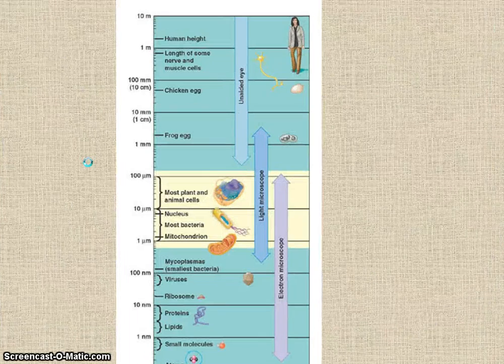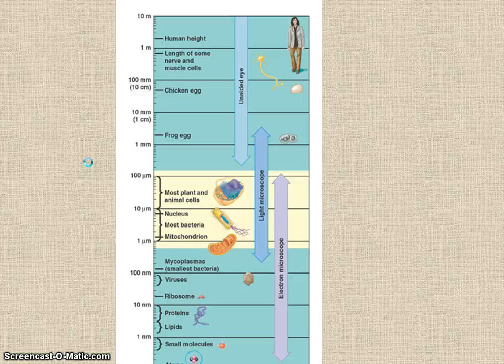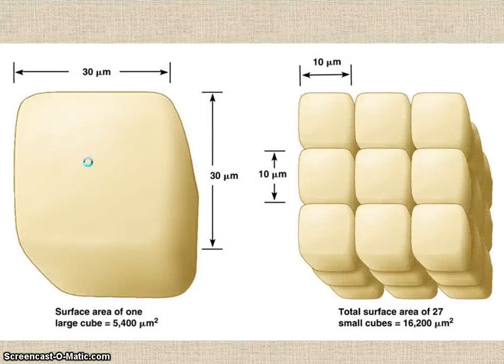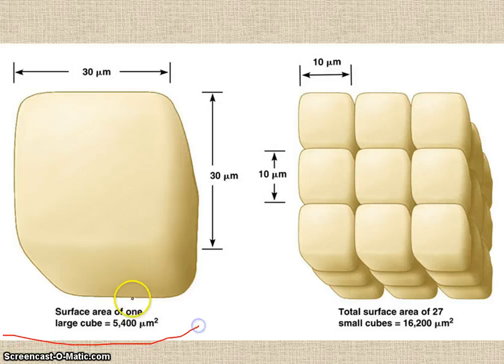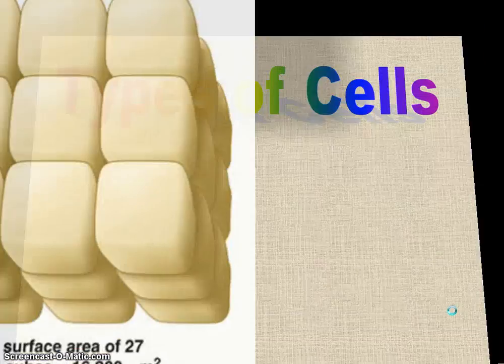And this again is just a little idea of how big things are. And again, this is showing you why cells are so small. If you take a look at this large cell, again, the surface area of this cube is this. When you have a bunch of little components or cells, you have increased your surface area quite a bit. So it's more beneficial to have cells being smaller.